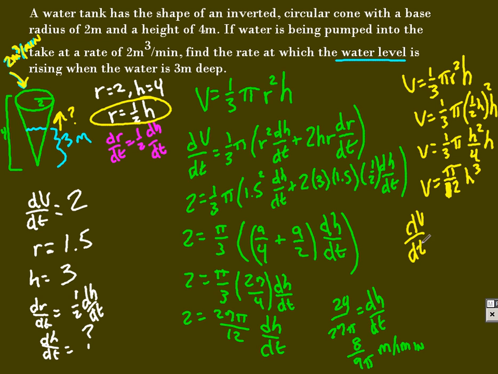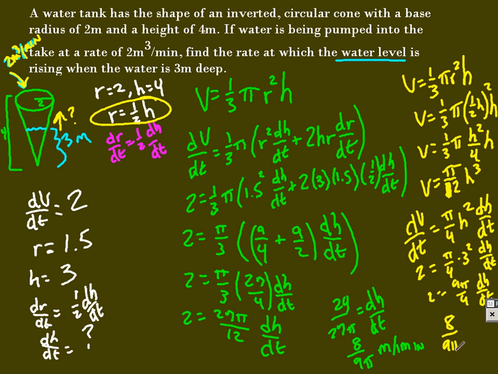dV/dt equals, that'll be pi over 4 h squared when I do that derivative times dh/dt. And I'm in the same boat where I was before. Plug in what I know. dV/dt is still 2. Pi over 4 times the height squared is 3, so this is going to be times 3 squared dh/dt. So 2 equals 9 pi over 4 dh/dt, which equals, if I multiply the 4 over, divide by 9 pi, I'll have 8 over 9 pi is equal to dh/dt.